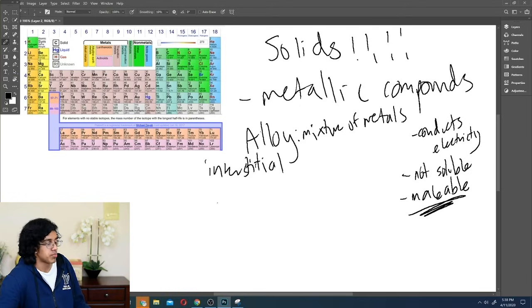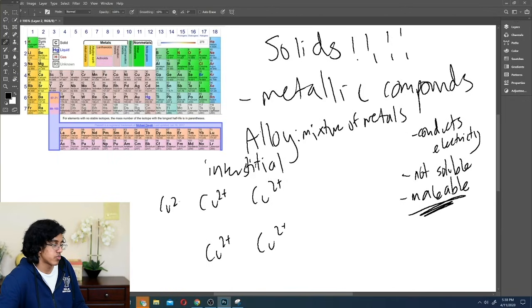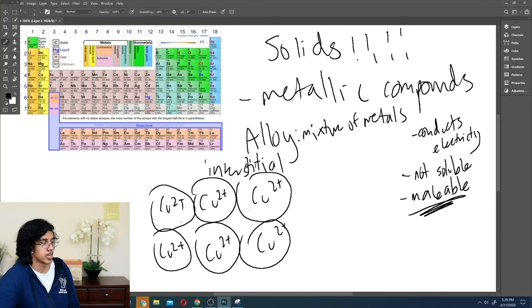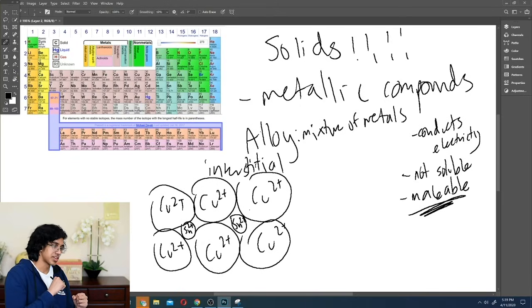There's interstitial, and basically interstitial means that if you have a bunch of copper 2 plus ions hanging out here, and they form a kind of a lattice over here, then interstitial means that your other metal, like in this case, let's say tin, is going to be in here. And it makes sense, right? Interstitial, the other thing is in between the cracks.